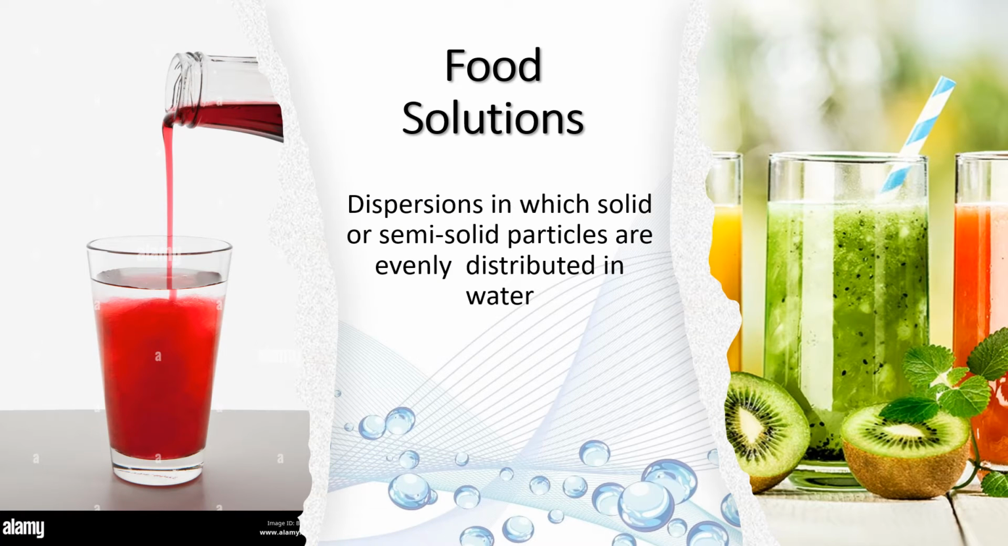Food solutions are dispersions in which solid or semi-solid particles are evenly distributed in water. Examples are syrup or fruit juices. In fruit juices, the pulp is made of semi-solid particles, so it is the dispersed phase, and the water is the continuous phase, because the pulp is mixed in the water to make the juice, or we can say the food solution.